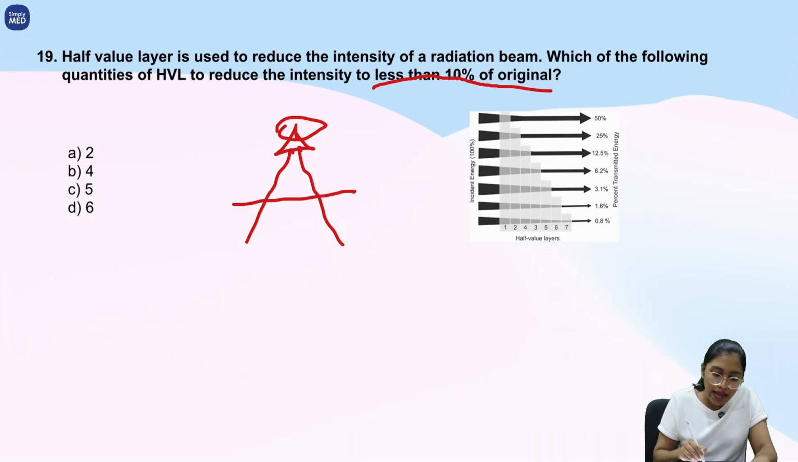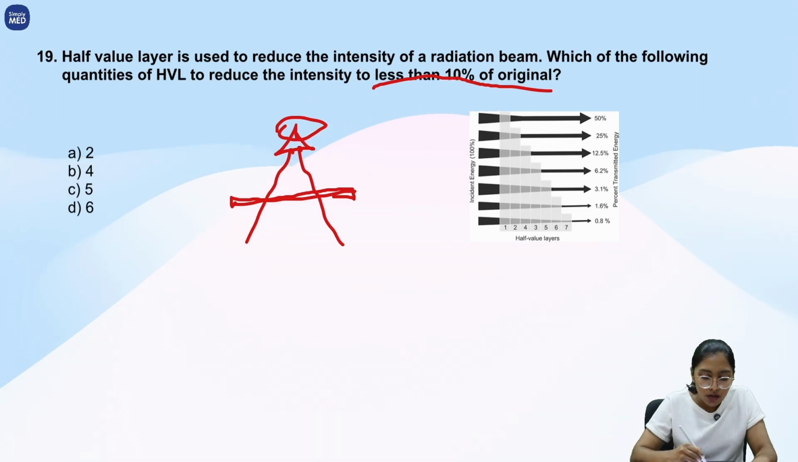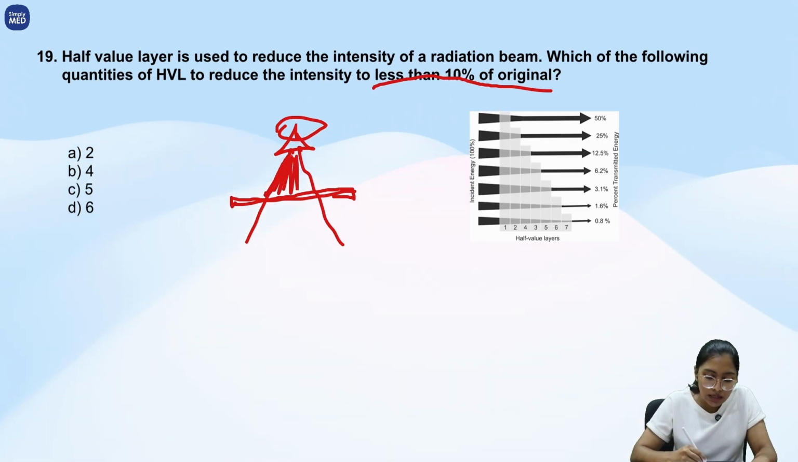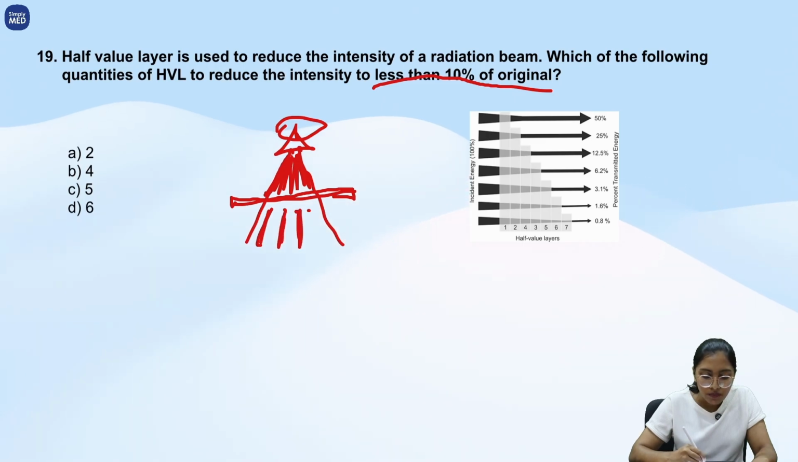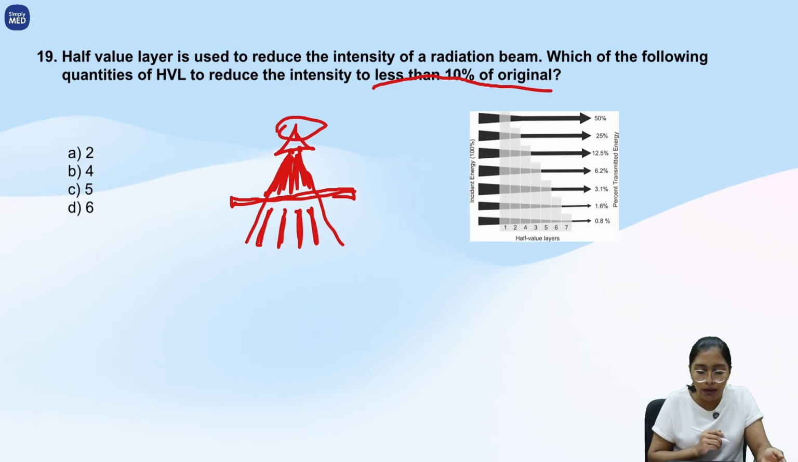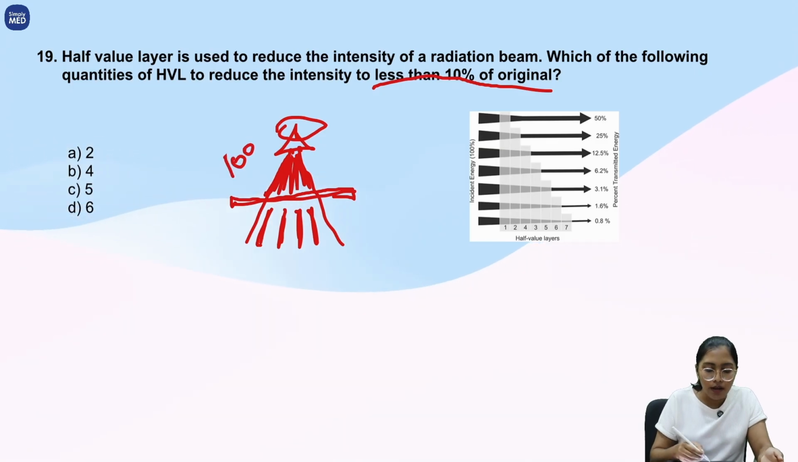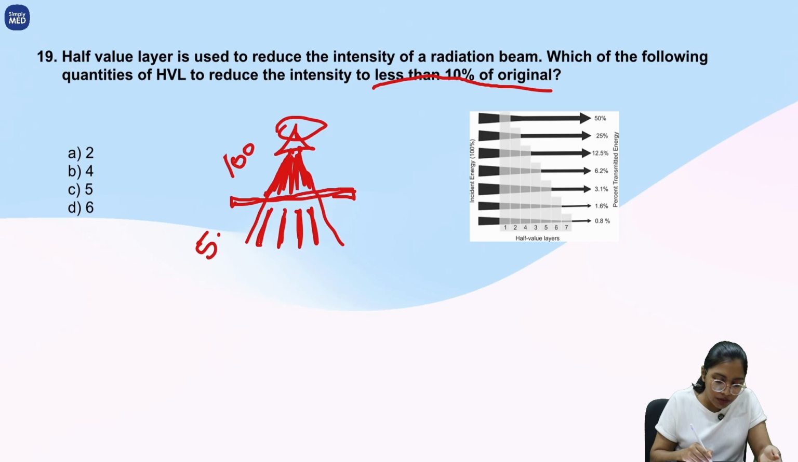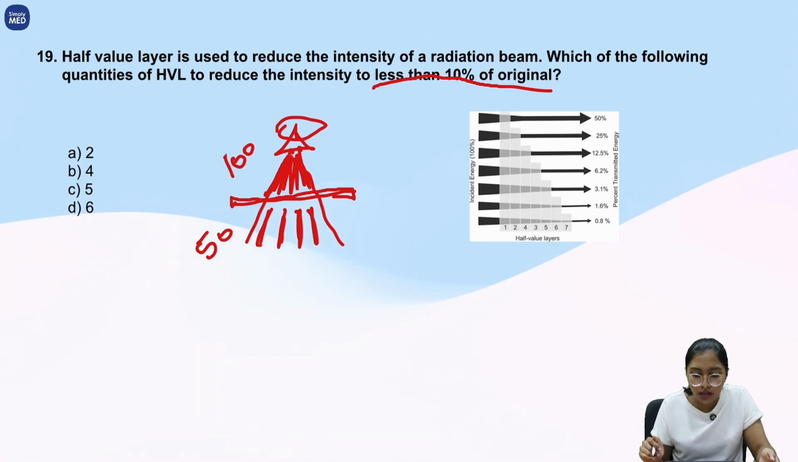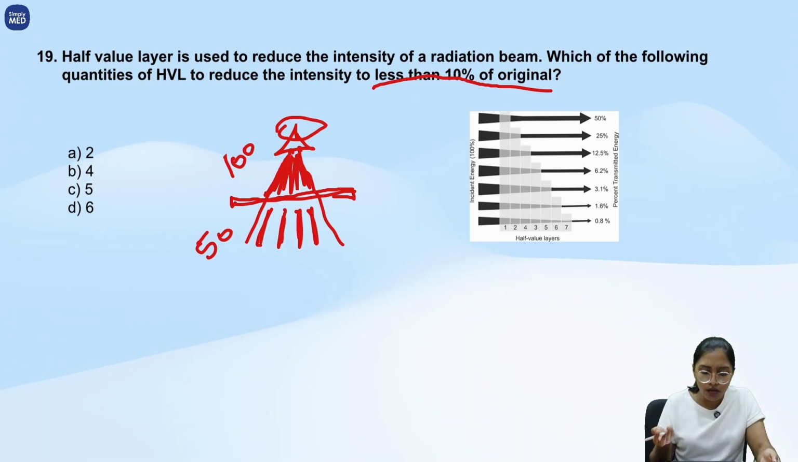Half value layer means, suppose there is an X-ray tube and an X-ray beam is coming and we want to check the quality of this X-ray beam. So we keep a barrier on the path of this X-ray beam. The thickness of the barrier that reduces the incoming X-ray beam's intensity to half is called the half value layer. If I keep a half value layer on the path of an X-ray beam, the intensity will become half. Suppose it was 100, after passing through this half value layer, it will become 50. Now the question is, how many half value layers should be placed so that the intensity reduces to less than 10%? It's easy.